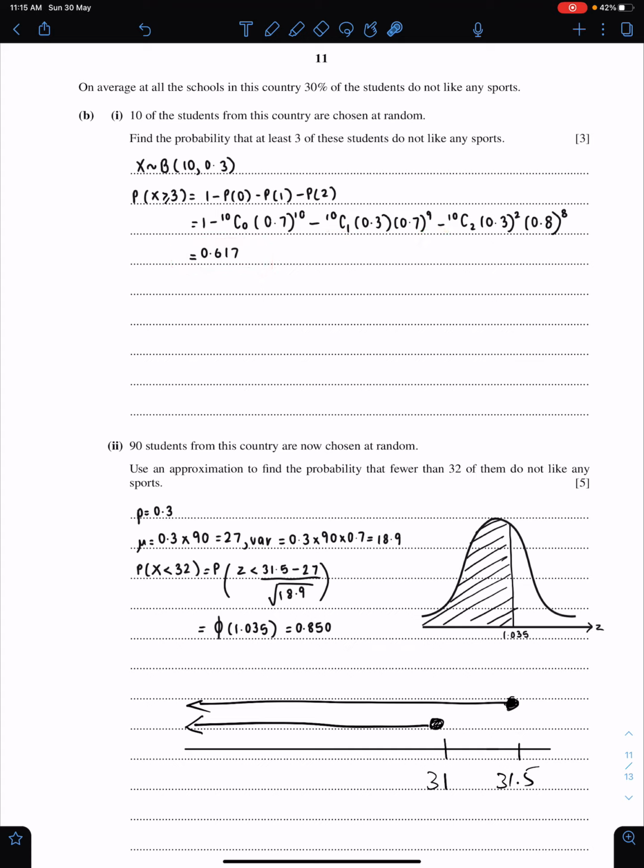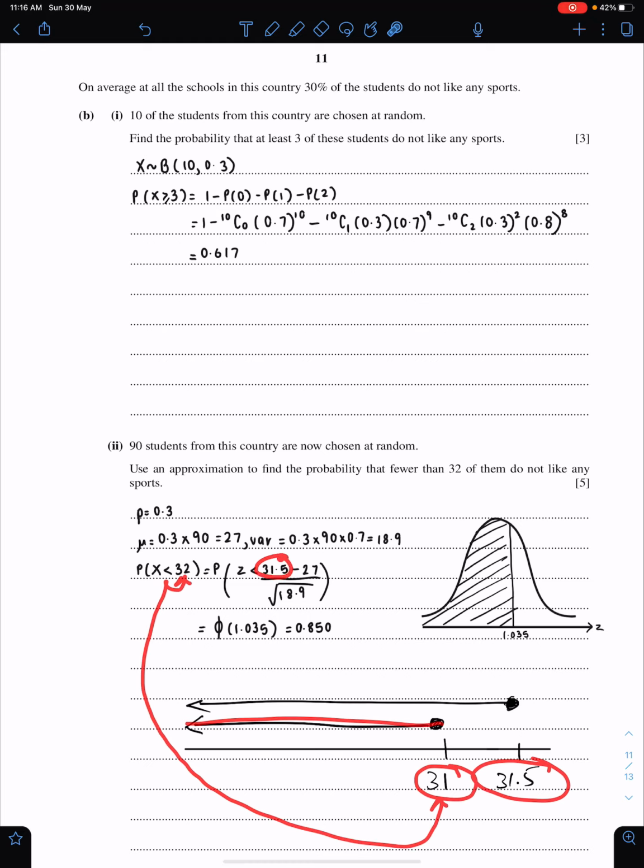significant figures. Part 2. 90 students from this country are now chosen at random. This is the normal approximation because n is greater than 30. Find the probability that fewer than 32 of them do not like any sports. Fewer than 32 means less than 32. So the first possible integer on the number line must be 31. Since we are going on this side, we have to take the upper bound of this number. So 31.5 should be here.